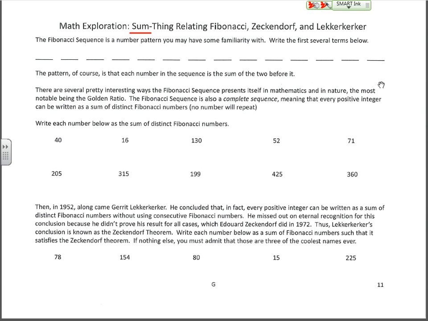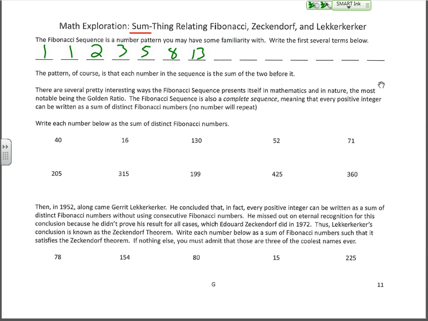You would have studied this more extensively in pre-algebra, but you got some taste of it in your algebra packets. Basically, it's the number pattern that each number in the sequence is the sum of the previous two. So it starts with 1 and 1, and then 1 plus 1 is 2, 1 plus 2 is 3, 2 plus 3 is 5, 3 plus 5 is 8, 5 plus 8 is 13, and so on and so forth. Okay? There are several pretty interesting ways the Fibonacci sequence presents itself in mathematics and in nature, the most notable being the golden ratio.